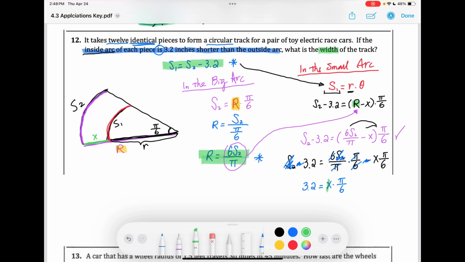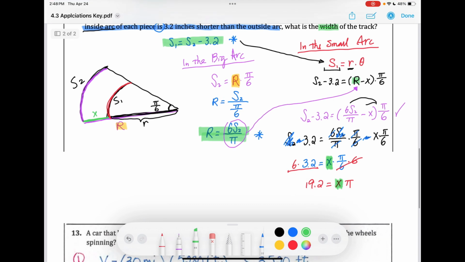Remember, what is our goal? We want to figure out what my x is. So we are going to do the opposite. All right, here we go. Divide by 6, the opposite will be times 6 on both sides. So 6 and 6 cancel out, so 6 times 3.2 becomes 19.2, and that is equal to x times pi. Remember, our goal is to figure out x equals what. So what shall we do? We simply divide both sides by pi. So pi and pi cancel out.